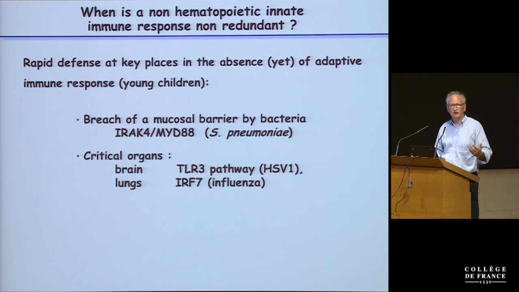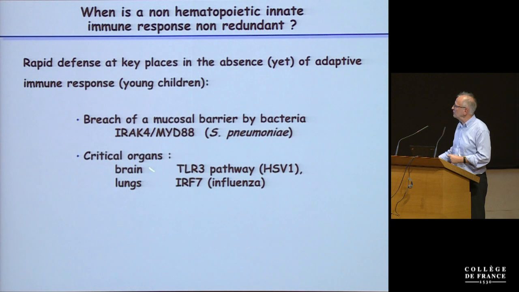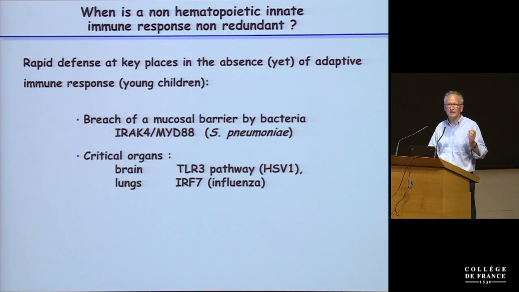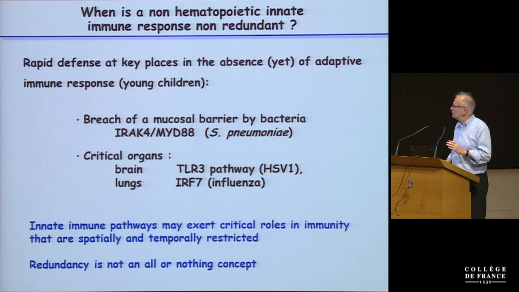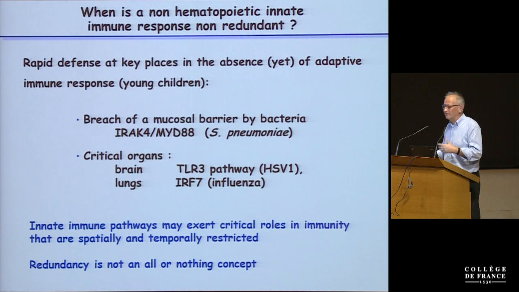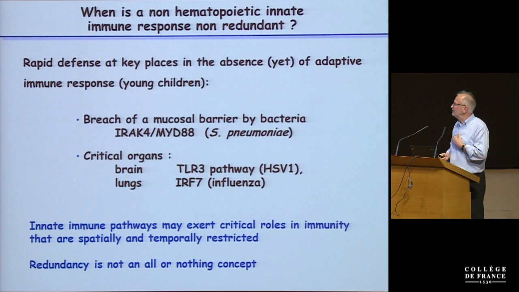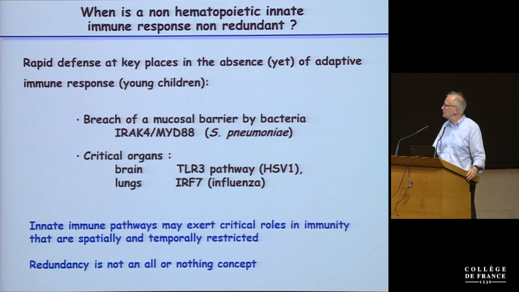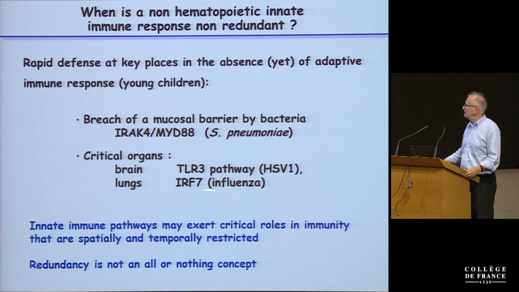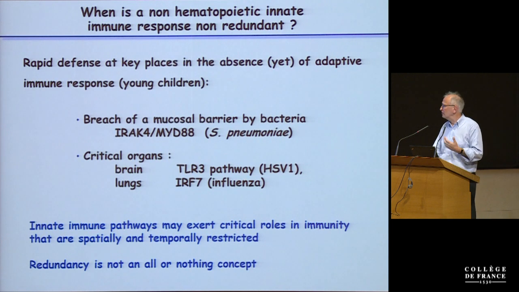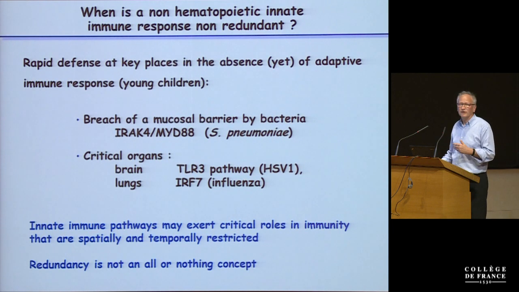Not anywhere else in the body. And in addition, this susceptibility is transient in life. So the conclusion from these observations, as far as what we know about genetic lesions of the immune system in humans, is that innate immune pathways, those related to pattern recognition receptors, may exert critical roles in immunity, but that may be spatially and temporally restricted, indicating that redundancy is not an all or nothing concept.